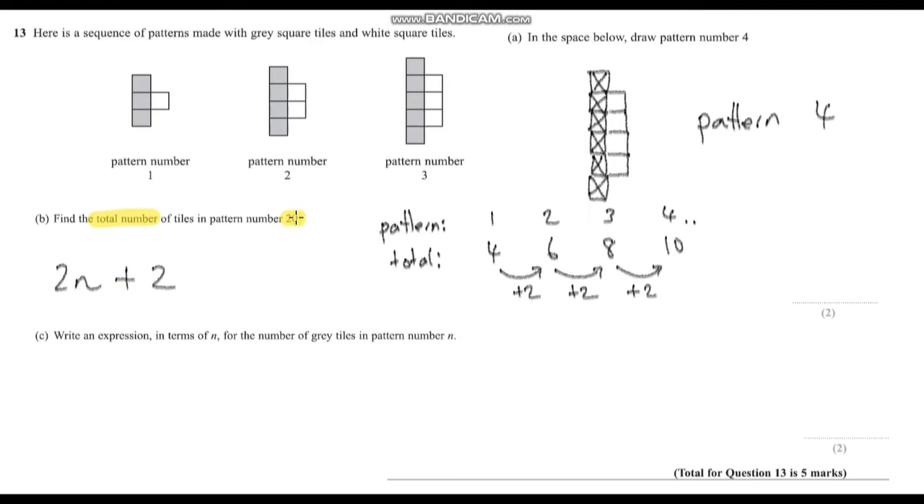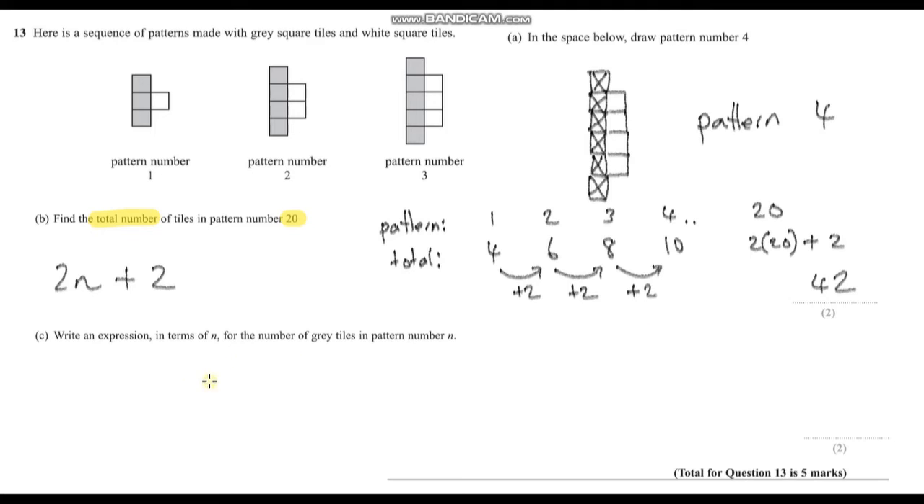So for pattern number 20, that's just going to be when n equals 20. So for pattern 20, it's going to be 2 times 20 plus 2. Okay, so when n equals 20, it's going to be 2 times 20 plus 2. Well, that's 40 plus 2, which is 42.